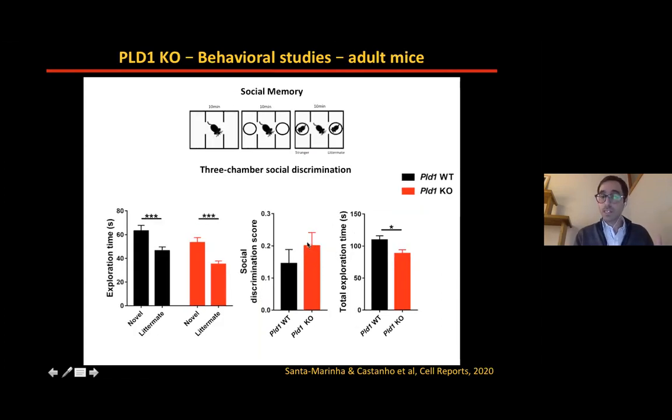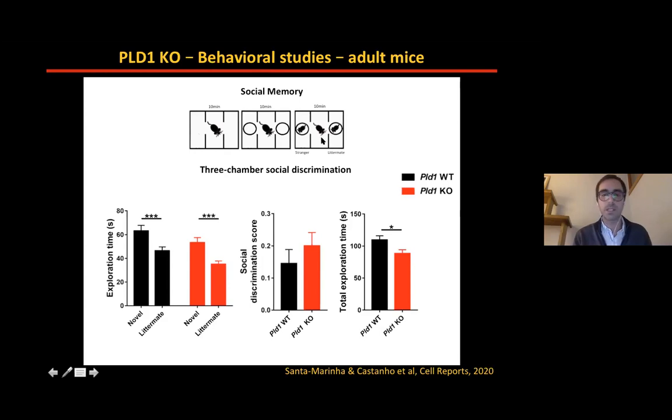Then we also tested this specific social memory task that relies on the hippocampus. Briefly, in this task, the mouse is allowed to interact for habituation purposes in these 3 chambers. Then the chambers have cups where afterwards we place the mice. One is a littermate, a mouse that the mouse we are testing has known for a long time.